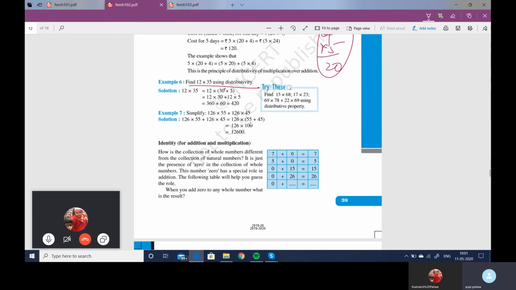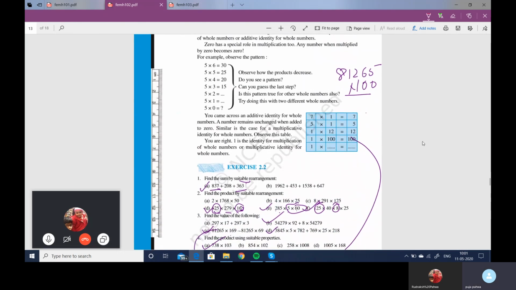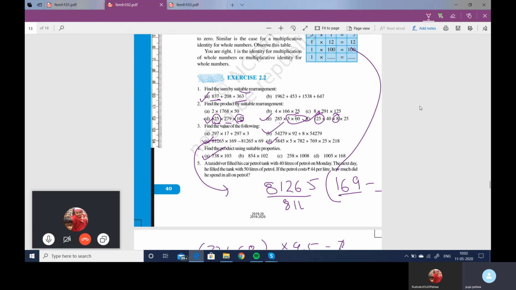This is the distributive property. What is the distributive property? We distribute one of the two multiplying numbers into its expanded form, like 12 into 35. You can do 12 into 30 plus 5, or I can do another way, 10 plus 2 into 35. Multiplying 35 by 10 is 350, multiplying 35 by 2 is 70. So I'll add these two. This is 420. Fine.